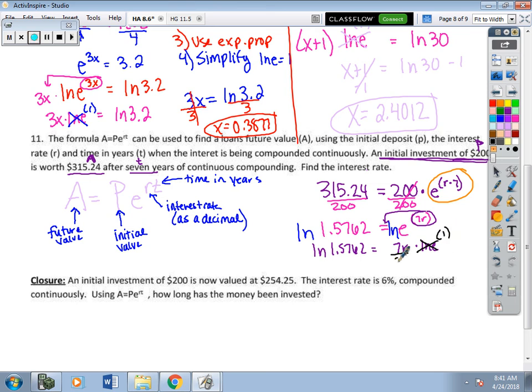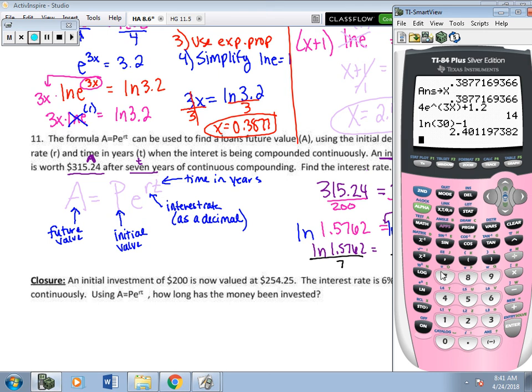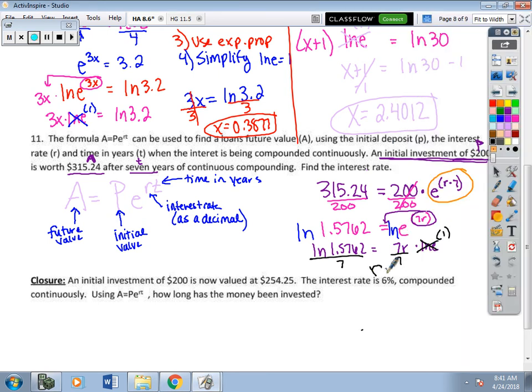So we just have to divide both sides by 7. So we'll take the natural log of 1.5762, close my parentheses, and divide by 7. 0.065. Now, since this is as a decimal, you'll have to change it back to a percent. So you'll move the decimal 2 spaces to the right this time. So we'll get that it is 6.5%.